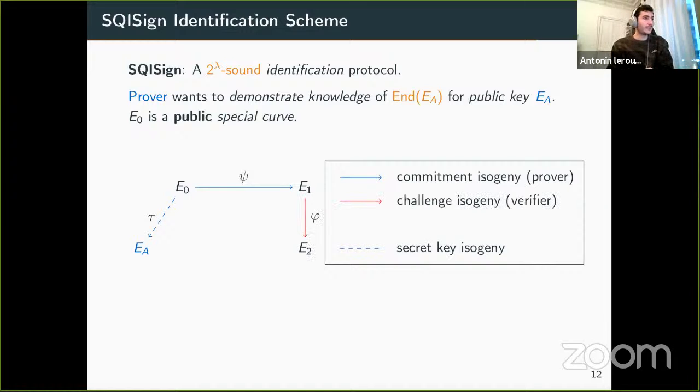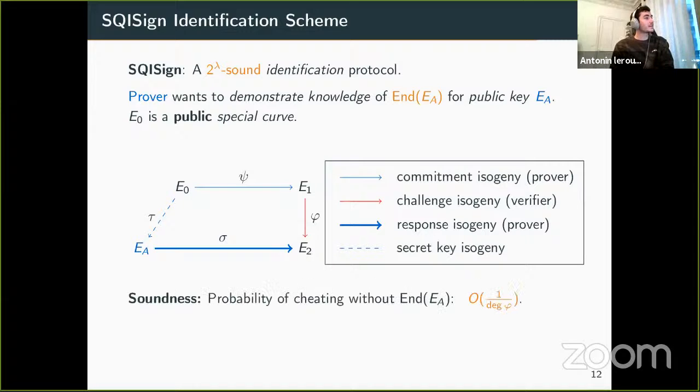Then we have the verifier who computes a challenge, which is an isogeny phi going from E1 to a curve E2. And then the response from the prover is going to be an isogeny sigma from EA to E2. So the hard part of the signature is actually to compute this isogeny sigma. And once it is computed, then the verification is basically just checking that sigma is indeed an isogeny going from EA to E2, which is a lot easier than actually computing the sigma from only the knowledge of the endomorphism ring of EA.